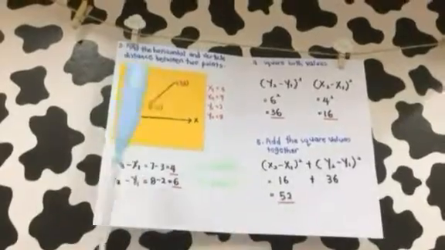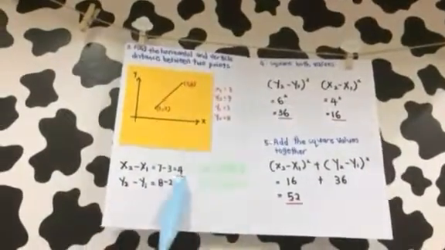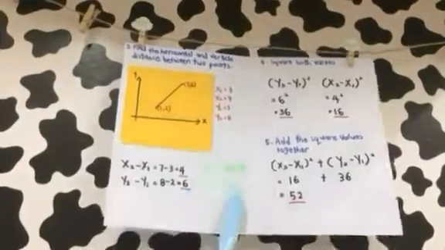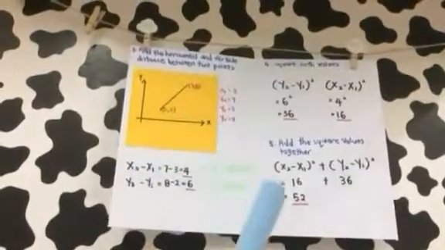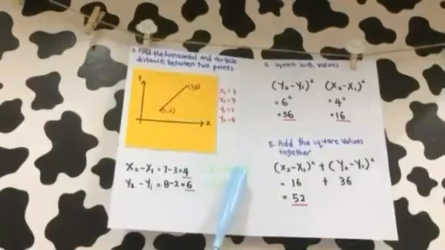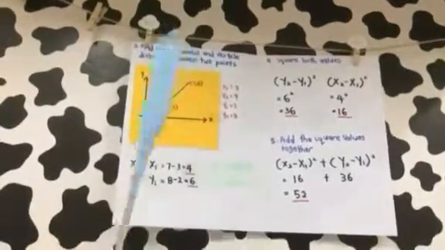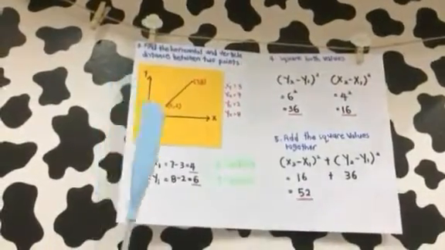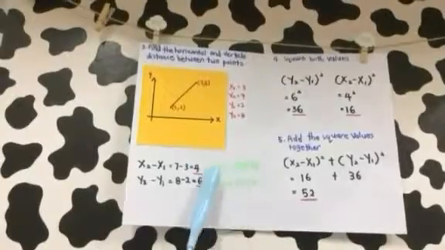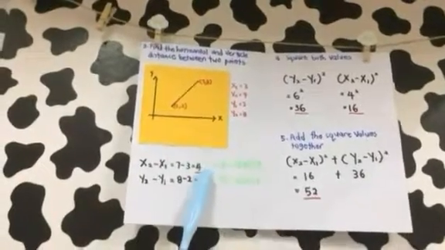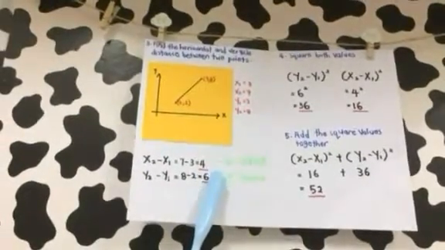Then, find the distance along the y-axis. For example, 3,2 and 3,8. This means that there are 6 units of distance on the y-axis between these 2 points. And then, find the distance along the x-axis for the same example points. And this means that there are 4 units of distance separating the 2 points on the x-axis.